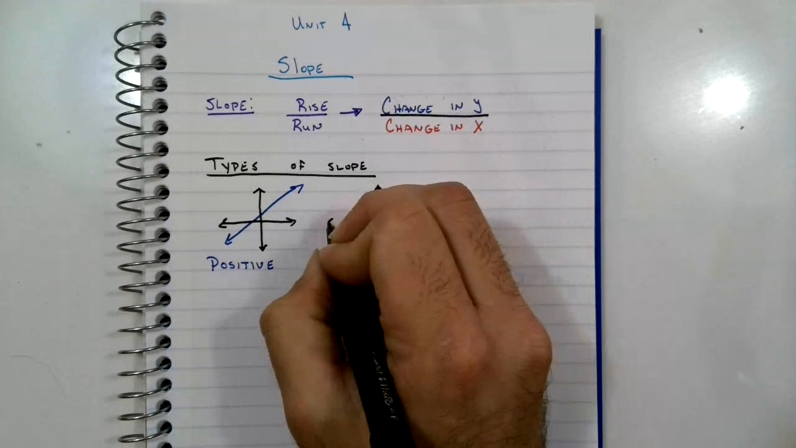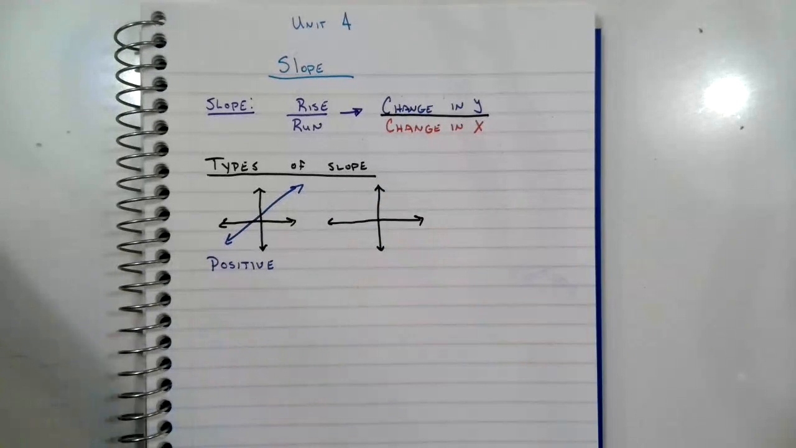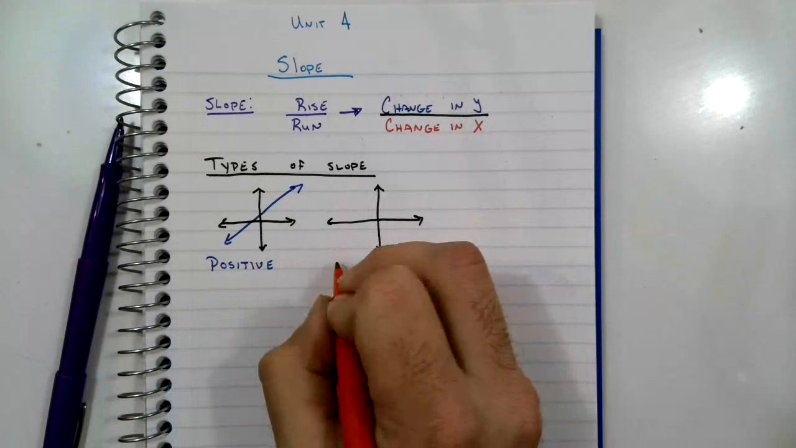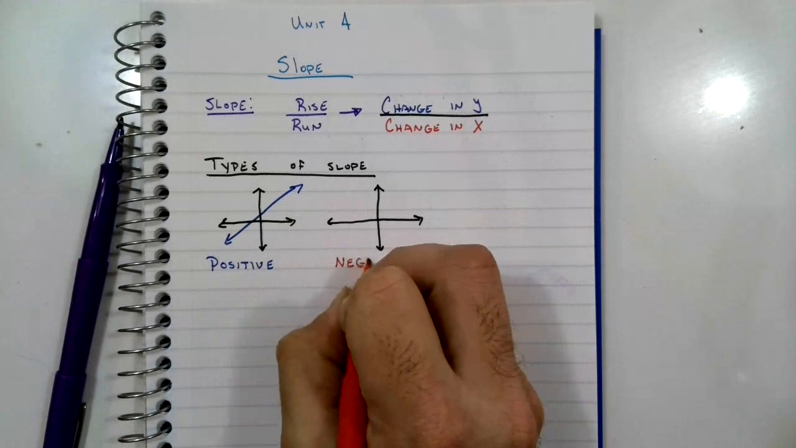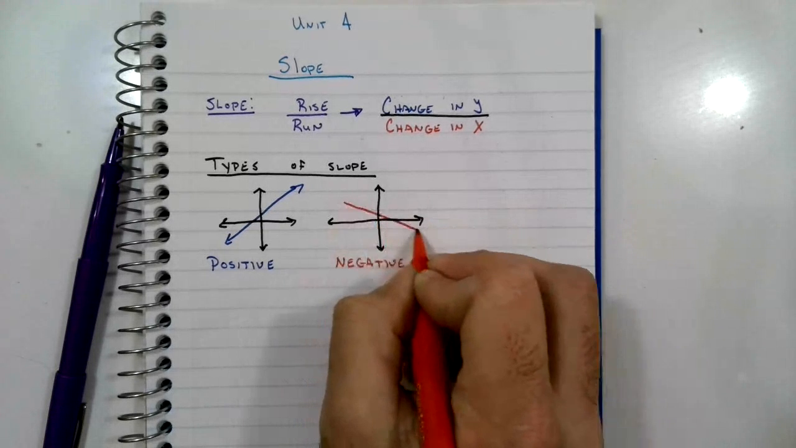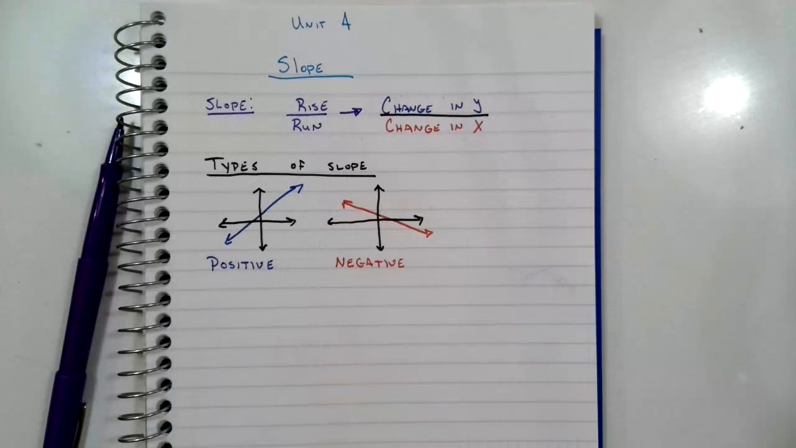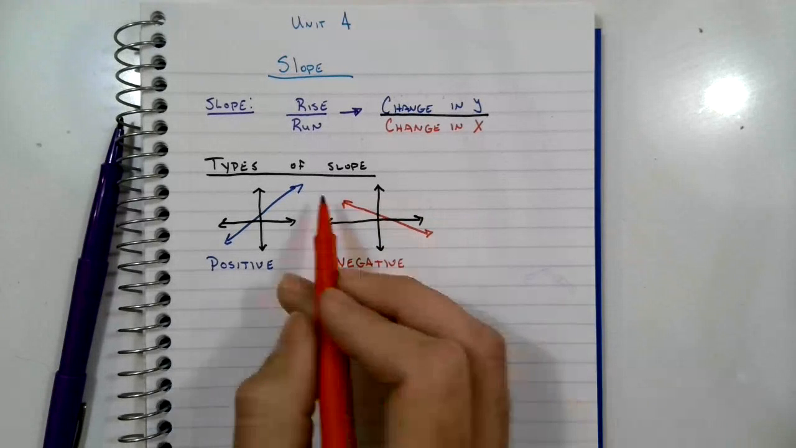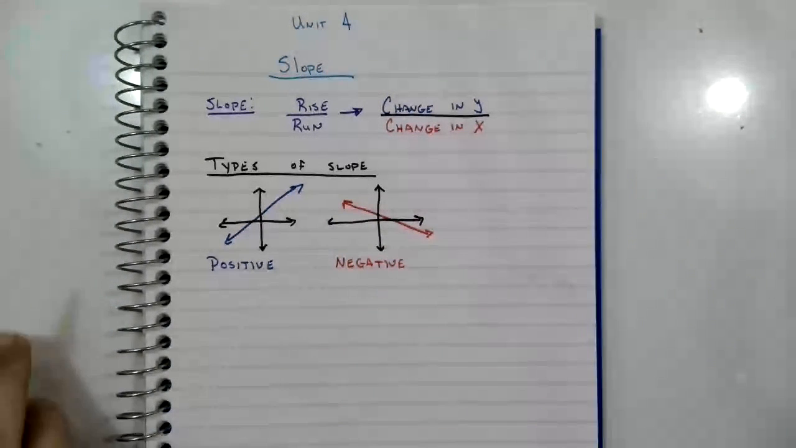Our next type of slope is a negative slope. A negative slope is going to be going down from left to right. So from left to right, our slope is going down.